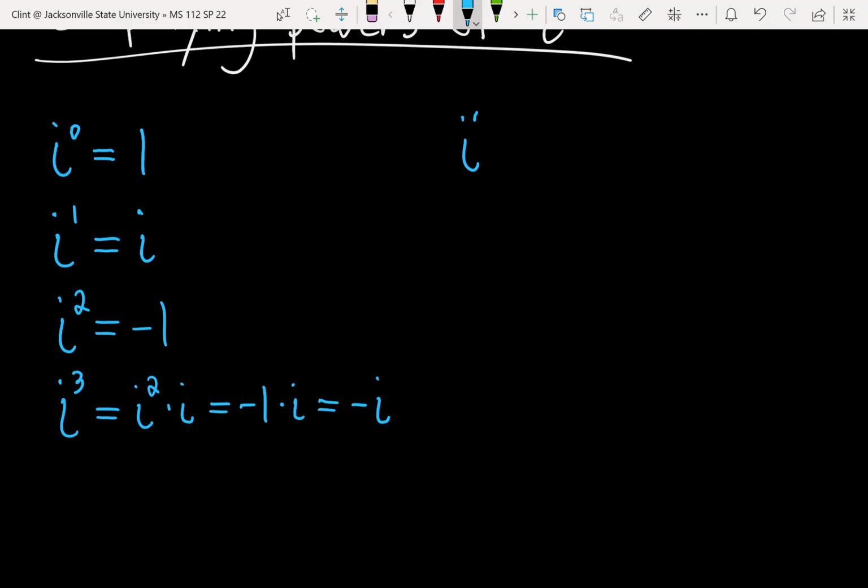Now, what about if we wanted to know i to the fourth? i to the fourth we could break down as i squared times i squared. 2 plus 2 is 4. So that would be negative 1 times negative 1. Negative 1 times negative 1 will give us what? 1.